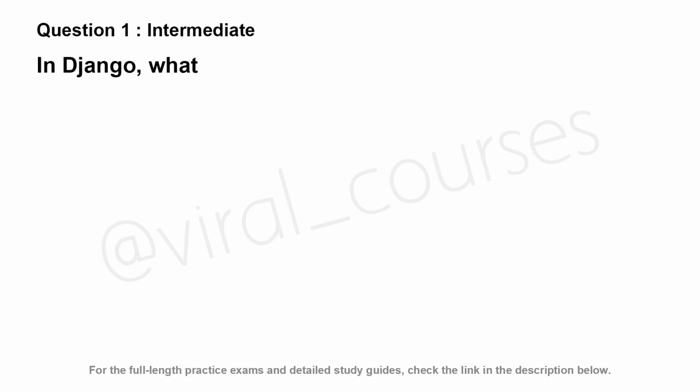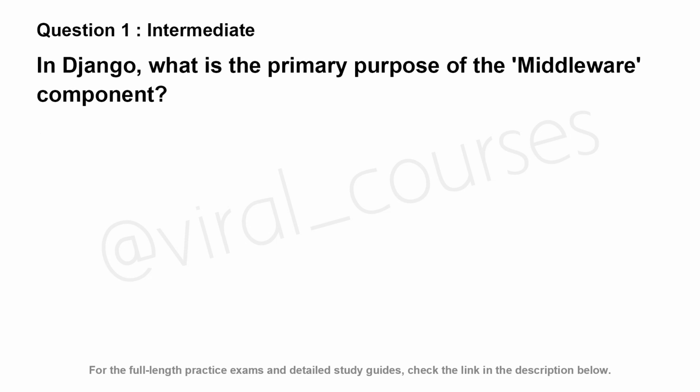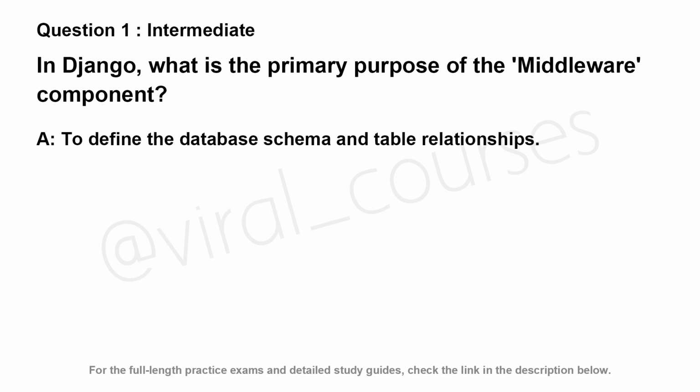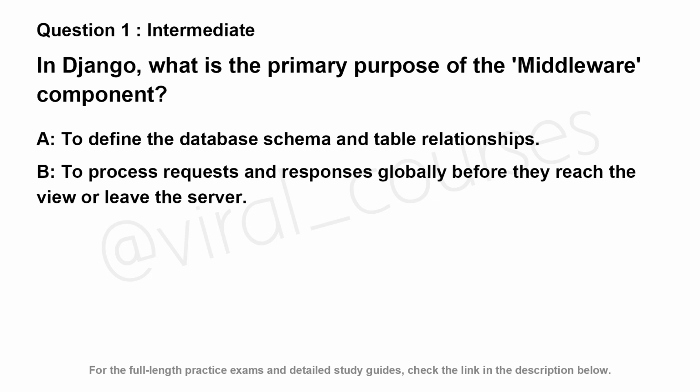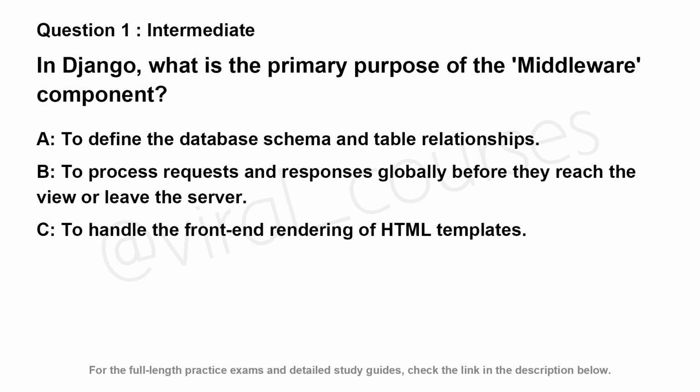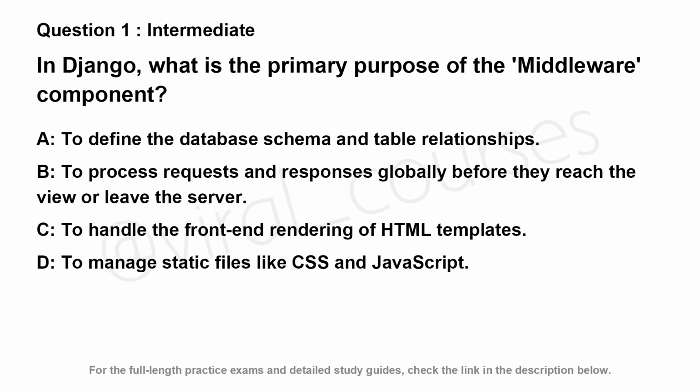In Django, what is the primary purpose of the middleware component? Option A. To define the database schema and table relationships. Option B. To process requests and responses globally before they reach the view or leave the server. Option C. To handle the front-end rendering of HTML templates. Option D. To manage static files like CSS and JavaScript.